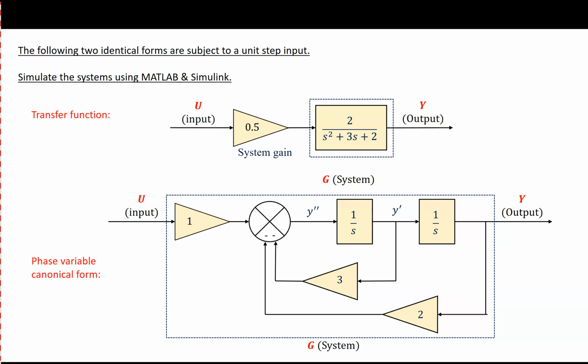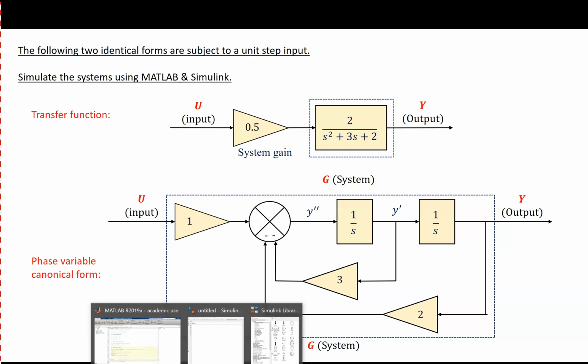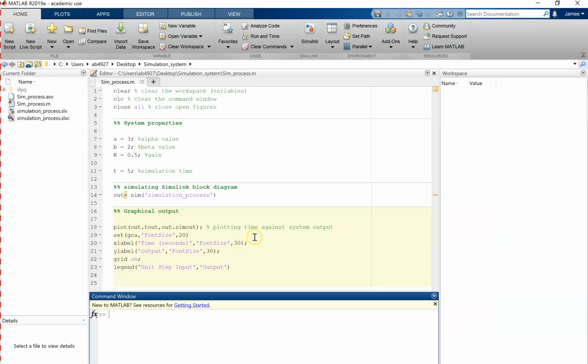In this video, we're considering the following two identical forms that are subject to a unit step input. We're going to simulate the two different forms using MATLAB and Simulink. So the two forms, the transfer function form that you can see there, and also the phase variable canonical form. So we're going to begin by opening up MATLAB and then go into Simulink.